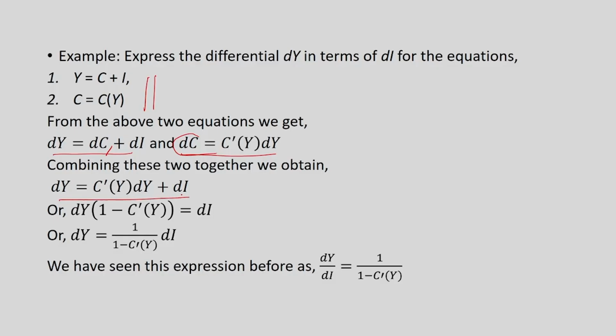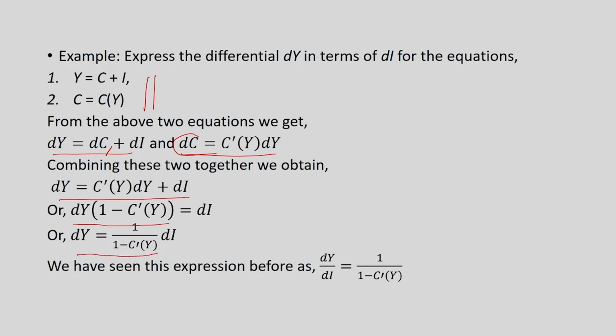So, this is what I will get, dy is equal to c prime y dy plus di, and I will take all the dy terms together on the left hand side. So, dy multiplied by 1 minus c prime y is equal to di, and therefore, dy is equal to 1 divided by 1 minus c prime y, whole thing multiplied by di.